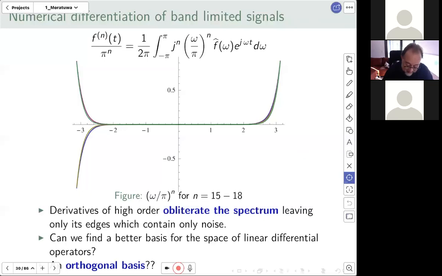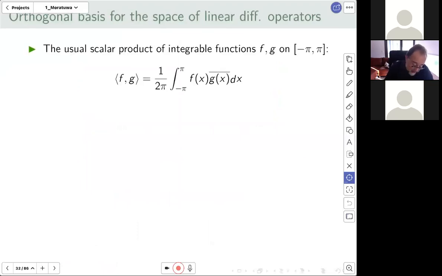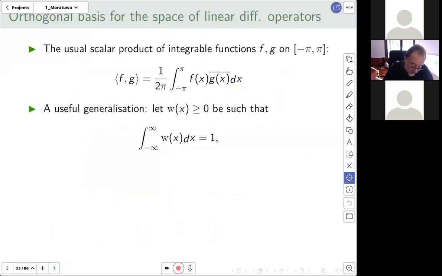Of course, this is an orthogonal basis. So can we find a notion of orthogonality and families of orthogonal differential operators? Well, just to remind you, the usual scalar product of integrable functions, possibly complex valued, is defined by this formula, which we can mildly generalize by introducing a weight, which is a non-negative function that integrates to 1. You can think of W as a probability distribution.